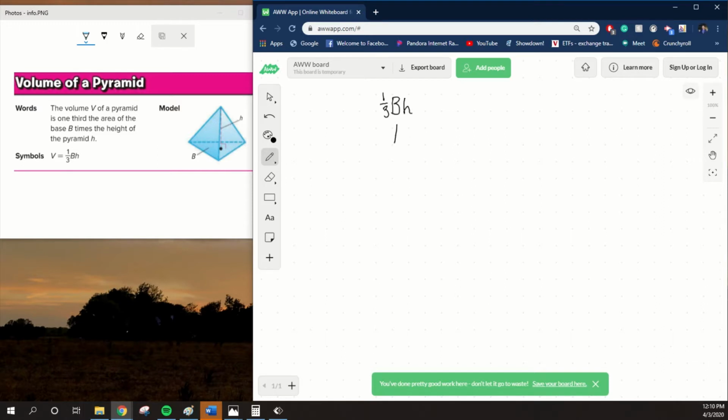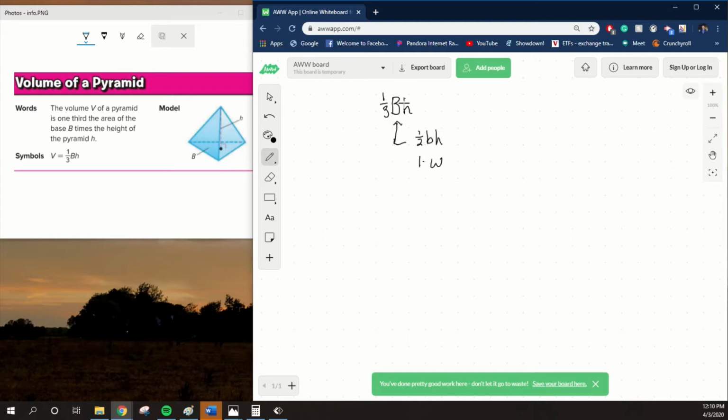The reason we use this capital B for base is because it can stand for a couple different bases, because we won't always have a triangular base. When you have a triangular base, remember that you use the formula 1/2 base times height. If we have a square base, we're going to use length times width, or if we have a rectangular base, we're going to use length times width, so on and so forth.